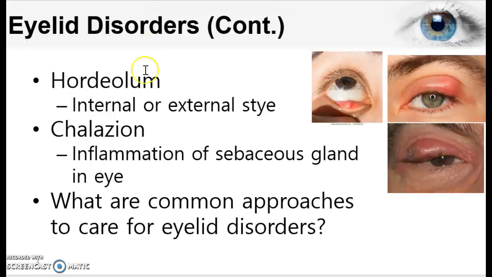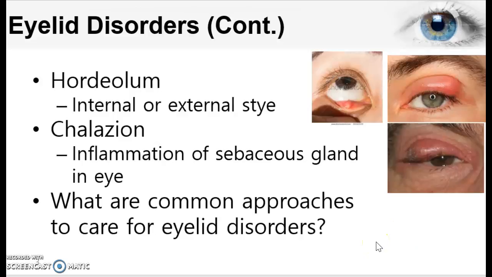Other eyelid disorders are shown here. Many of you have had a sty in your eye, so you are familiar with that particular problem. But you can see two examples of this in the upper two pictures here. One's an internal one, one's an external one. You can also have an inflammation of a sebaceous gland in the eye, chalazion, and while that may look like a sty in the beginning, the larger it gets, you begin to see that it's more than just a simple sty that is causing problems.